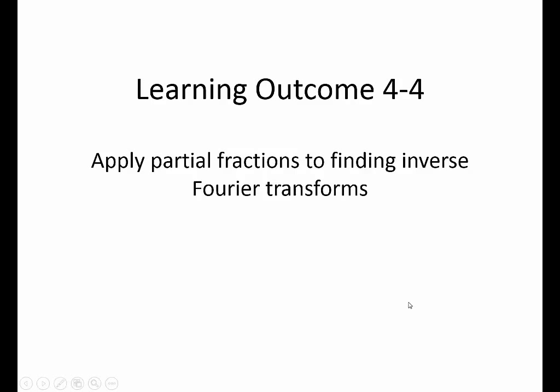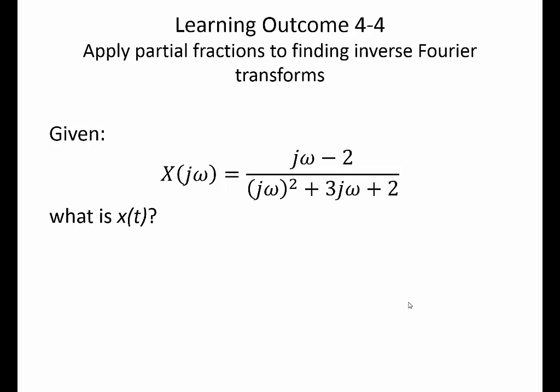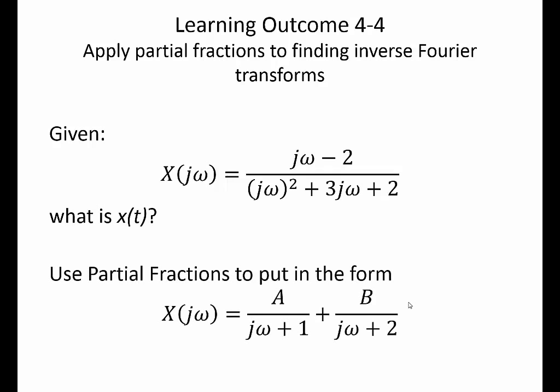Learning Outcome 4.4. Apply partial fractions to finding inverse Fourier transforms. Similar to Learning Outcome 4.2 and Learning Outcome 4.3, we want to find the inverse Fourier transform given an equation. Here in the examples for this learning outcome, our Fourier transform is a ratio of polynomials in terms of jω. For example, we want to use partial fractions to put our X(jω) into the form of the sum of smaller ratios of polynomials.